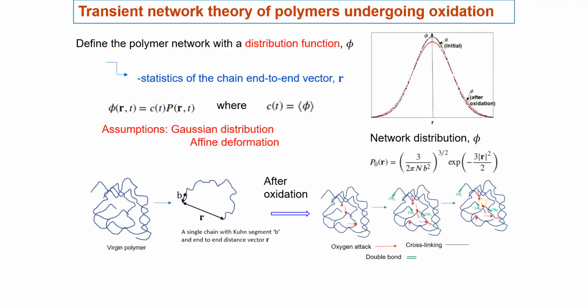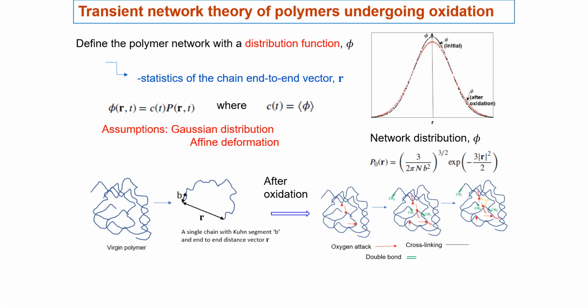So we'll jump directly to the transient network theory of polymers undergoing oxidation. We know from any network theory that we can define a polymer network distribution with a distribution function. If we know the polymer chains' end-to-end vector R and the probability, we can measure the statistics of this network. Let us assume that the black line denoting phi is the original network distribution of the virgin polymer. Now let us look at the figure at the bottom. The virgin polymer is like those noodle type things, and the red arrows are where oxygen is attacking. After oxidation, you can see clearly the network is evolving. Some double bonds are forming, there are some yellow new compounds. So there is oxidative cross-linking, some chain scission, and all these things are occurring.